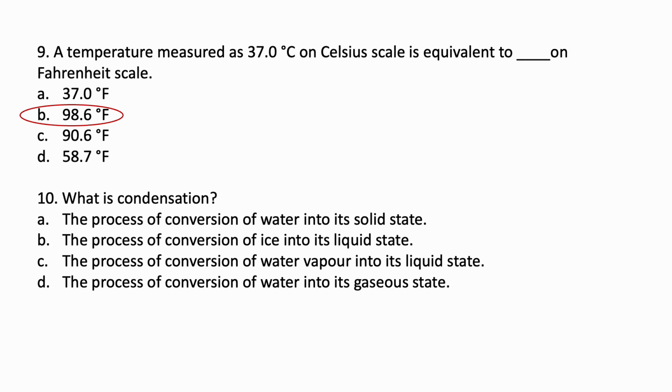Next one, what is condensation? Option A, the process of conversion of water into its solid state. Option B, the process of conversion of ice into its liquid state. Option C, the process of conversion of water vapor into its liquid state. Option D, the process of conversion of water into its gaseous state. Correct answer is option C, the process of conversion of water vapor into its liquid state.